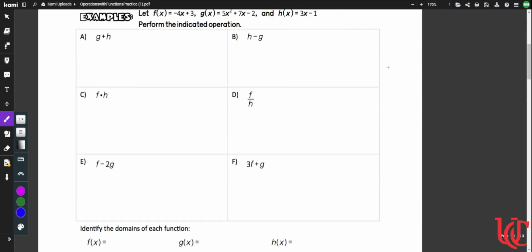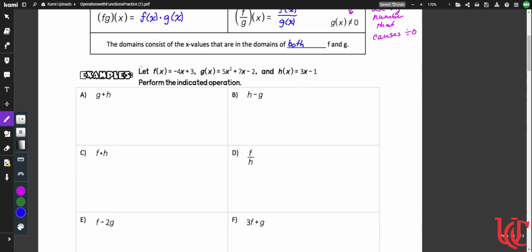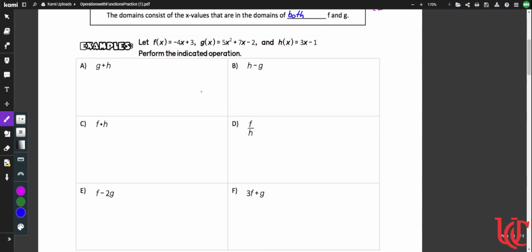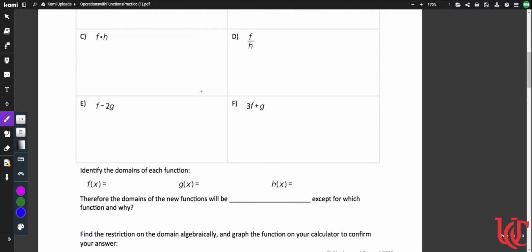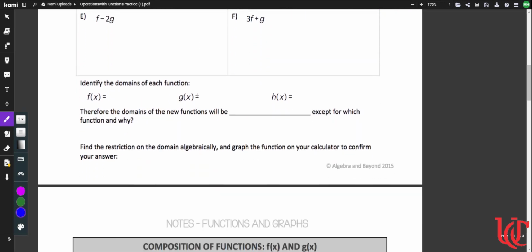Now, there are some practice problems that you get to do. So you're using f of x equals negative 4x plus 3, g of x is 5x squared plus 7x minus 2, and h of x is 3x minus 1. I will put the answer key up for this, but I would like you to do these yourself, so I'm not going to put those into the video unless people have questions with that, but check your answers, try to do the problems, and see that they make sense.